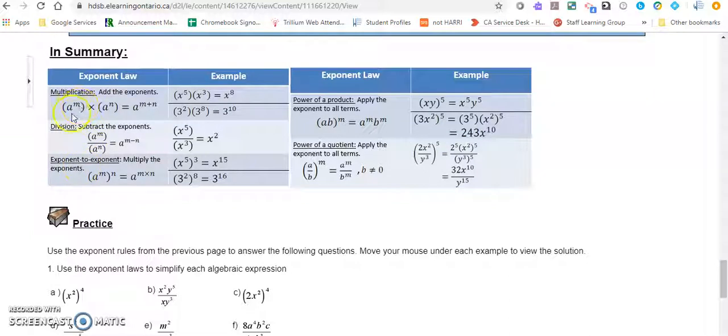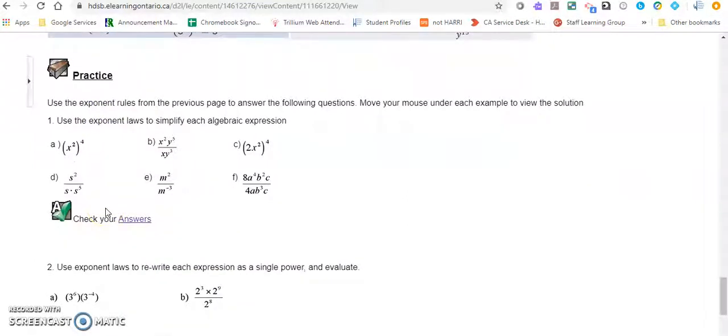And you'll remember the multiplication law is when you're multiplying two things with exponents, the base is the same, you leave the base alone, add the exponents. The division one is very similar, except you leave the base alone and you subtract the exponent. And exponent to an exponent, again, leave the base alone and multiply the exponent. So let's look at some of these practice problems.